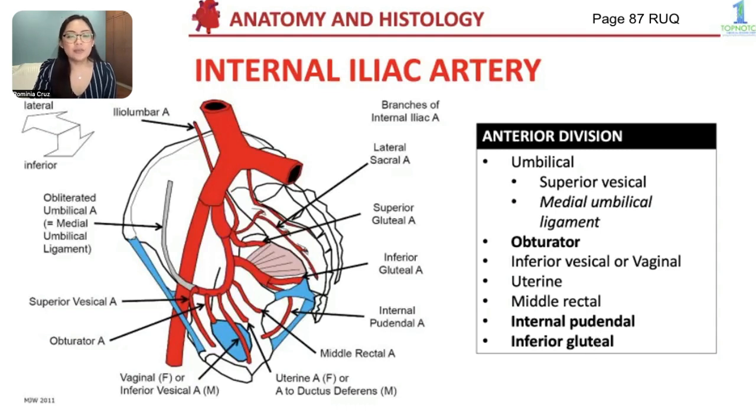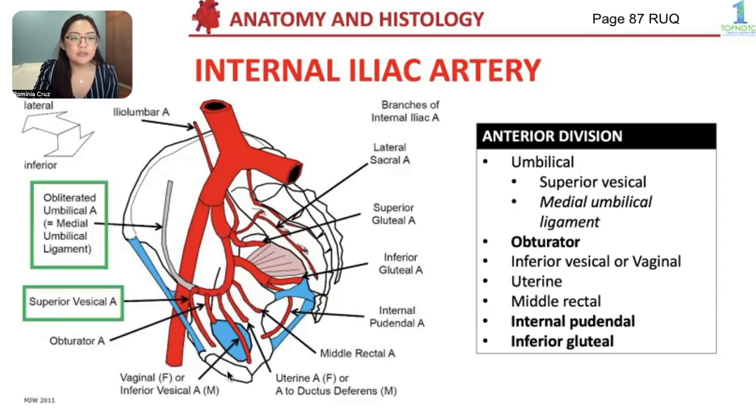So let's discuss yung branches na internal iliac artery. The first branch would be your umbilical artery. So your umbilical artery, the proximal part would become your superior vesical artery, which would supply the upper portion of the bladder. And in males, it would also give off the artery to your vas deferens. The distal portion would obliterate to become your medial umbilical ligament. So ito yung sa question natin kanina.